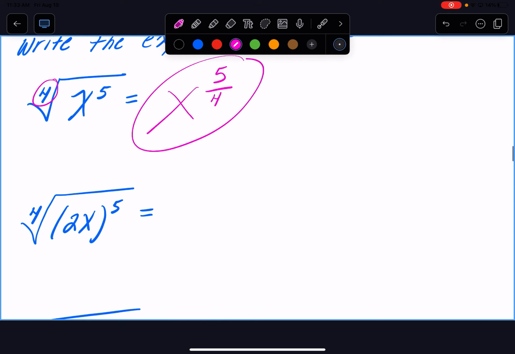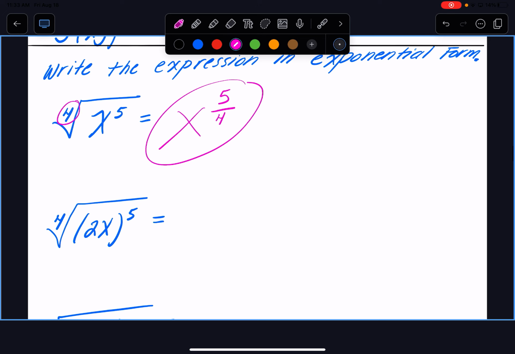Look at the next one though. Okay, let's do it. Are both 2 and x like this in parentheses? Yes. All right, then what's the root? 4. What's the power? Now double check. Is that right? Are they both under a 4th root? Are they both to the 5th power? Yes? So yes, we're good.